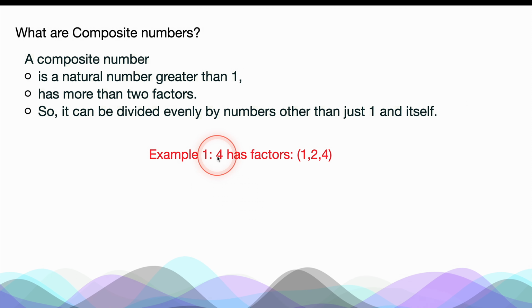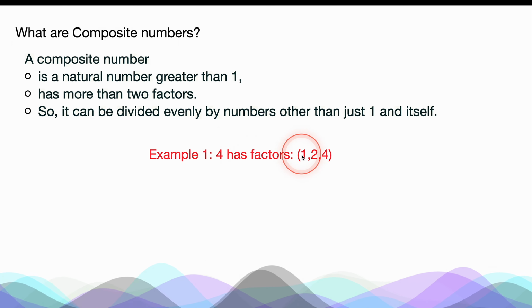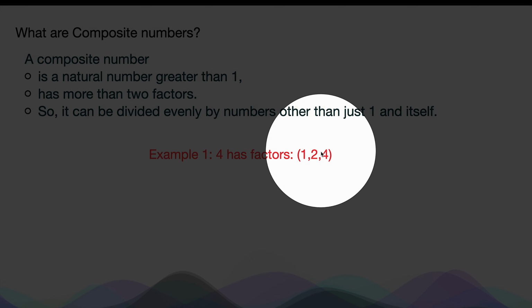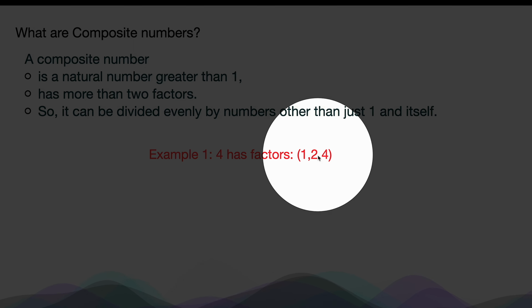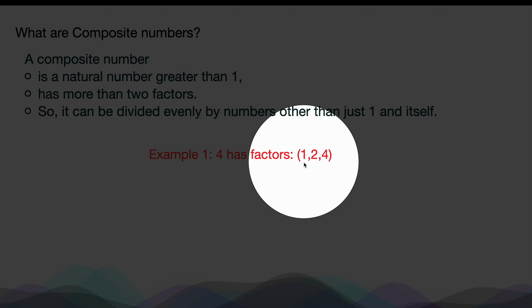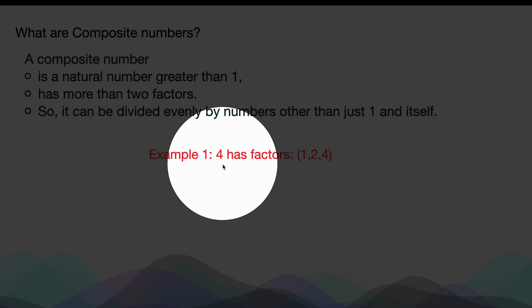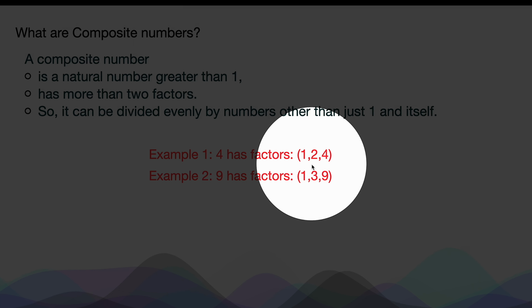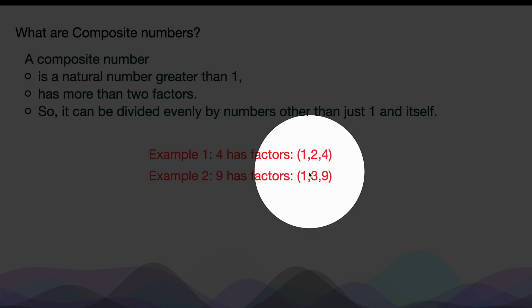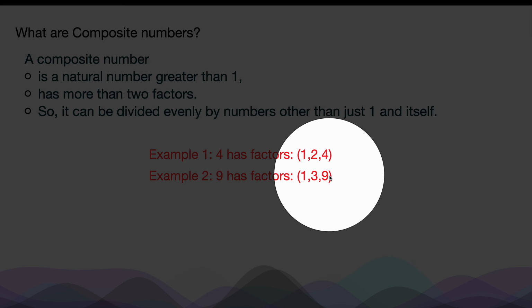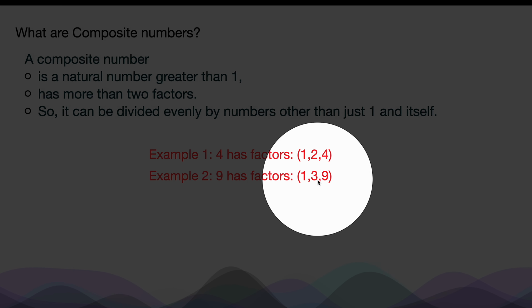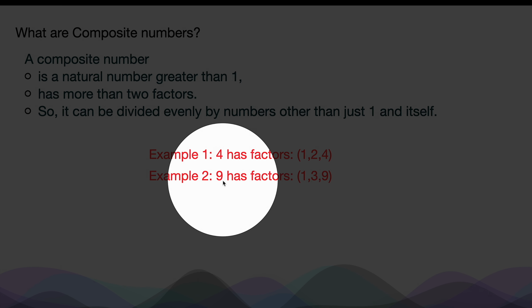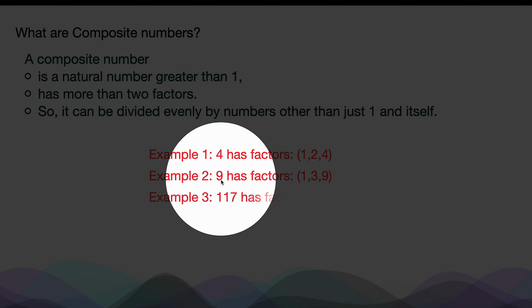Let's say 4. 4 has factors 1, 2 and 4. 1 and 4 are the obvious factors, and additionally we have 2. That means we have more than 2 factors, so 4 is a composite number. Let us look at one more example, 9. 9 has factors 1, 3, 9. 1 and 9 are obvious, and beyond that we have 3 as an additional factor. So 9 is again a composite number.